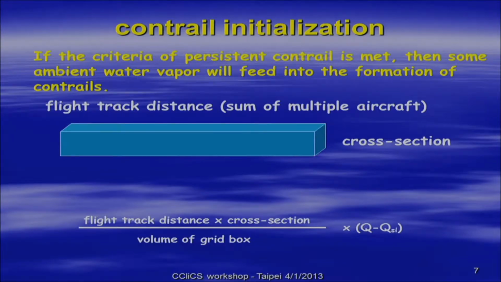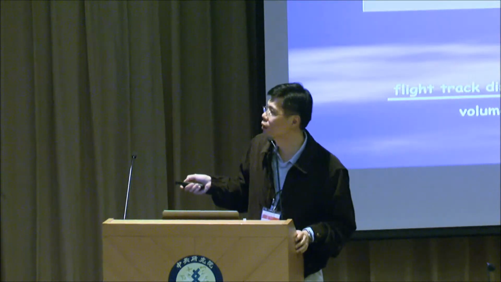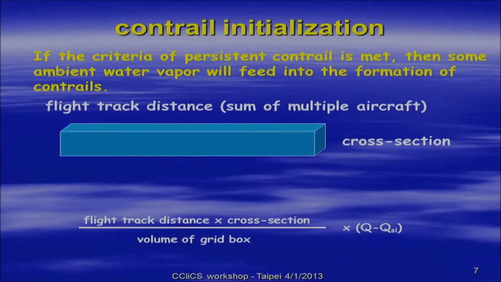It's not just from the aircraft emission. So basically, when contrails just formed, you actually suck in the water vapor above ice saturation. So you have to make an assumption. We got the flight track distance from the emission inventory, but you have to make an assumption about the cross section of contrails, because you need to figure out how much ambient water vapor you will get into the part of the contrails. And in this study, we assume it's 300 meters by 300 meters.